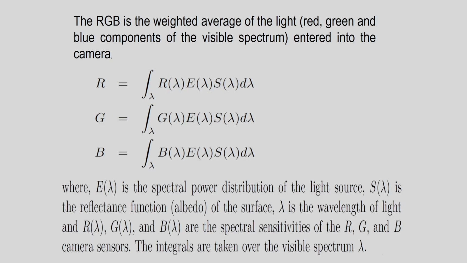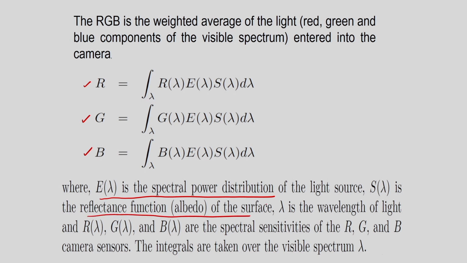In this case I have shown the response of the camera. In a digital camera we have three types of sensors: one for the red component, one for the green component, and one for the blue component. So, you can see the RGB response here, and I am considering E lambda as the spectral power distribution of the light source, and S lambda as the reflectance function, that is the albedo.